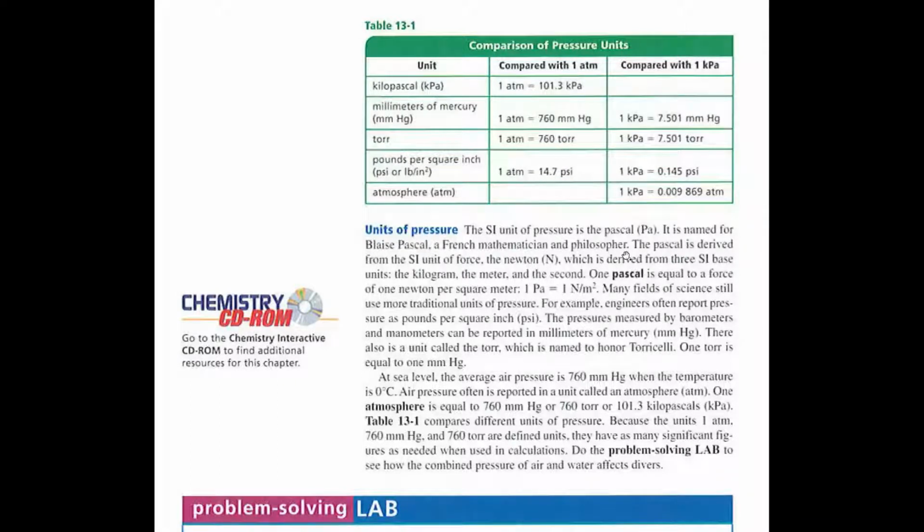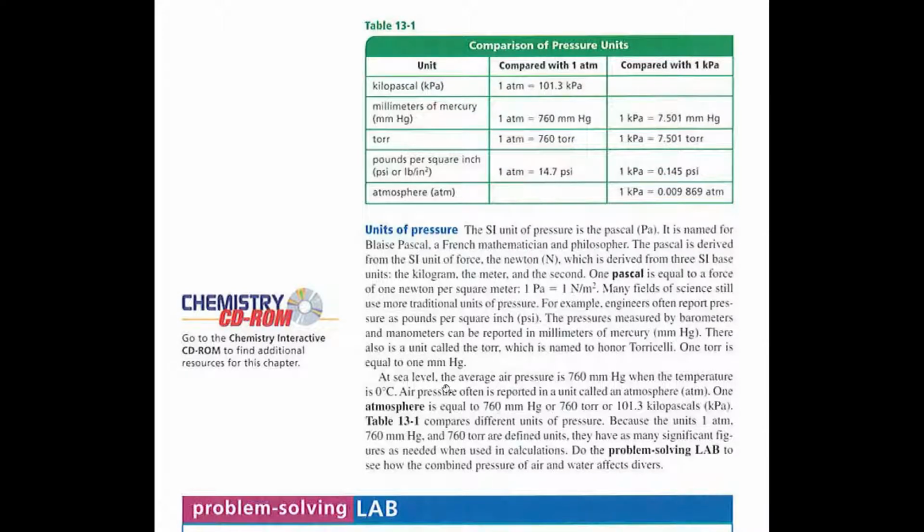1 Pascal is equal to a force of 1 Newton per square meter. Engineers use PSI, as we said before. If you just have a little barometer at home, you're probably measuring in millimeters of Hg. Also might be called torr. Typically, the average atmospheric pressure is 1 atm. So at sea level, the average air pressure is 760 millimeters of mercury when the temperature is 0 degrees Celsius. That's important.